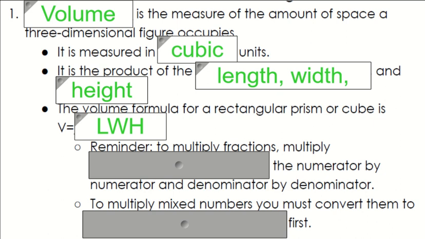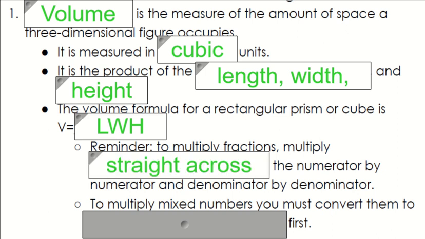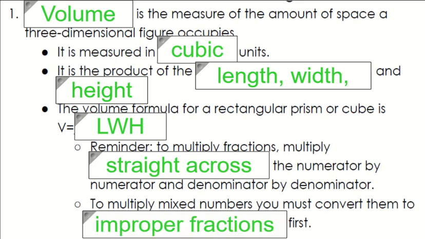So, volume formula, you've seen it before. Length times width times height. What's different versus what you did last year, we're going to do fractions. So these will have fractions to them. When you multiply fractions, straight across the numerators, and straight across the denominators. Numerator times numerator, denominator times denominator. Obviously, if we're doing fractions, some of them will have mixed numbers. If we got mixed numbers, they need to become improper fractions first.